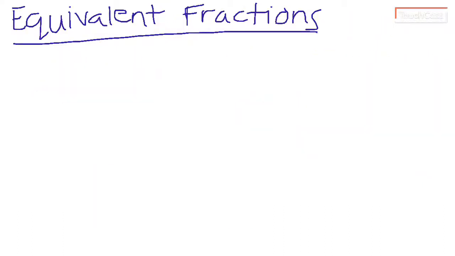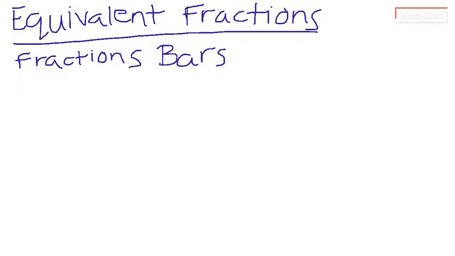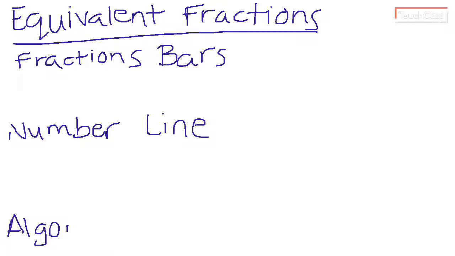Okay, next we're going to be talking about equivalent fractions. So most of you do really well with this. There are 3 strategies that we use. Who can name our 3 strategies? Okay, if you said our fraction bars, then you are correct. So we have fraction bars. We also have our number line. And then we also have our algorithm. Okay? So all 3 of those are going to help us when trying to find equivalent fractions.